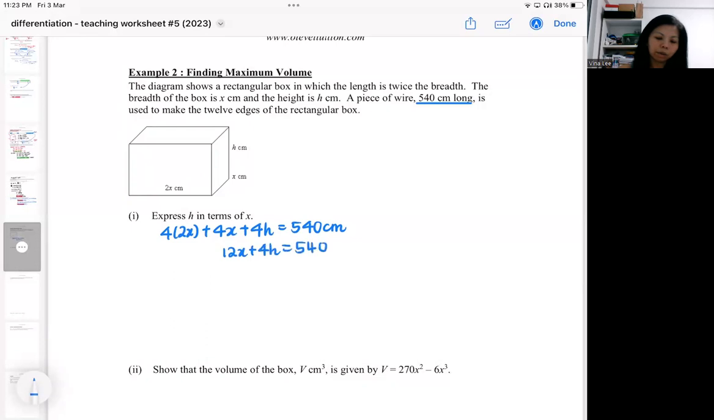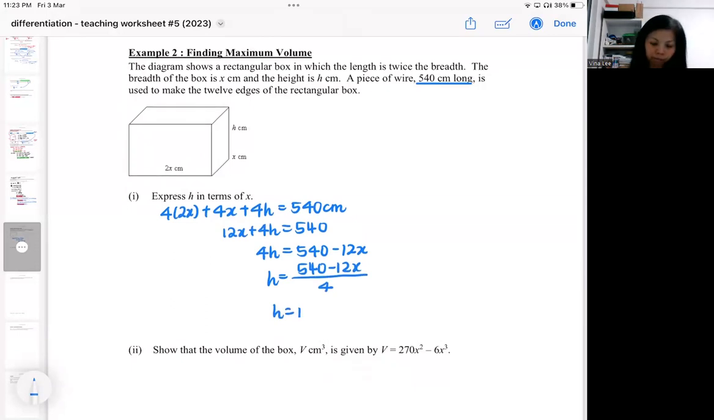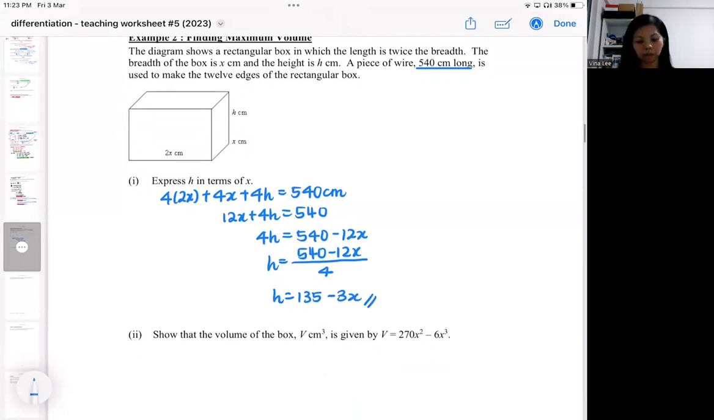Then you can work out the algebra. It is very much like making X the subject, but in this case, we are making H the subject. You might see that you get a big fraction, but you can simplify it. You can do 540 divided by 4, then 12x divided by 4. That will be easier. That's how you express H in terms of X.